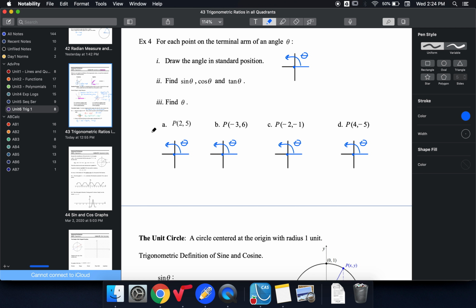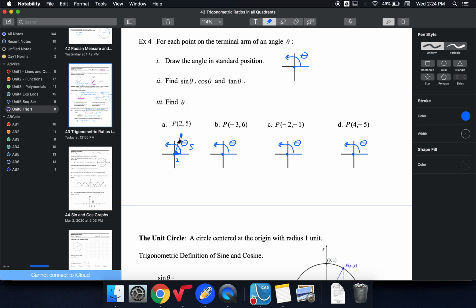Okay, so the first one is the point 2,5. So I know that 2,5 is going to be roughly here. So I'm going to stop my angle at that point. So there's my theta. I'm going to make a triangle. So theta is inside here. My adjacent side is 2. My height is 5, and I know that by my coordinates because that's my length and that's my height.